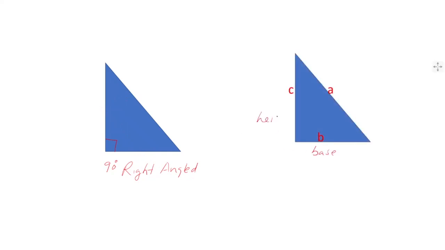Normally we classify the sides of the right-angled triangle as base, height, and hypotenuse. These are the names given to the three sides. The base is the side on which the triangle is built. Sometimes this side will be the base, sometimes that side will be the base. The hypotenuse is always opposite to the 90-degree angle.